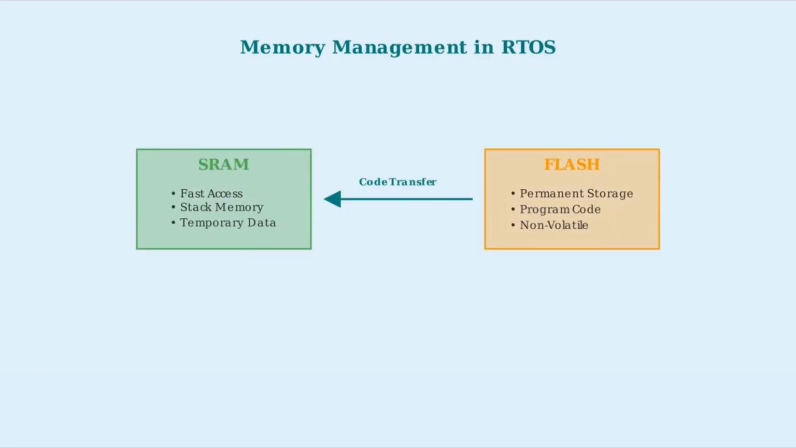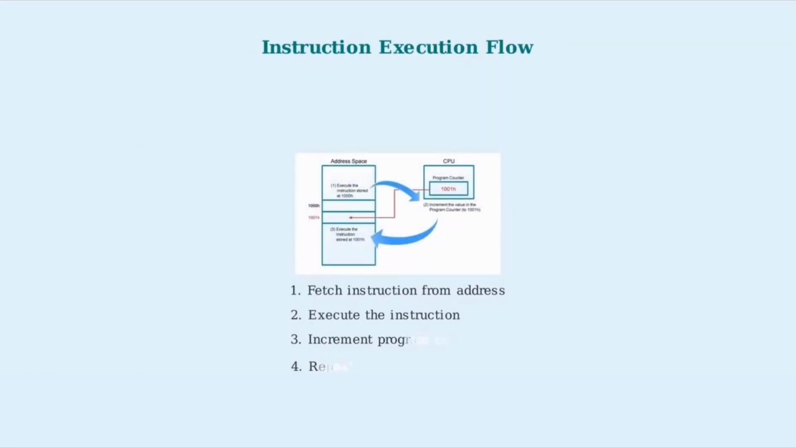SRAM provides fast access for the stack and temporary data during active execution. Flash memory stores programs permanently, and during execution, code is moved from flash to SRAM for maximum speed. During execution, the CPU follows a precise sequence. It fetches instructions from memory addresses, executes them, and increments the program counter to the next instruction. This process continues seamlessly as the RTOS manages task switching and maintains system timing requirements.